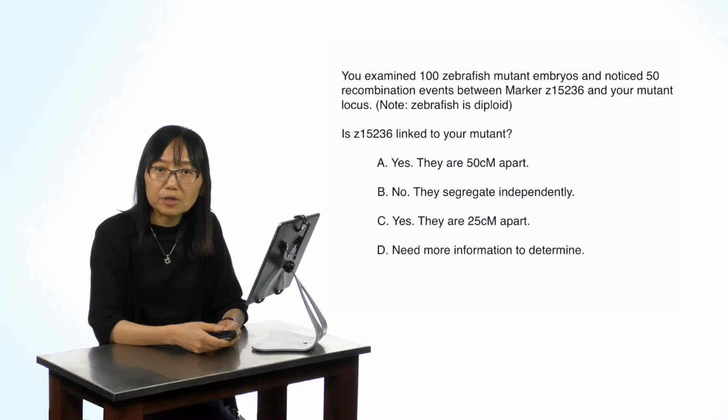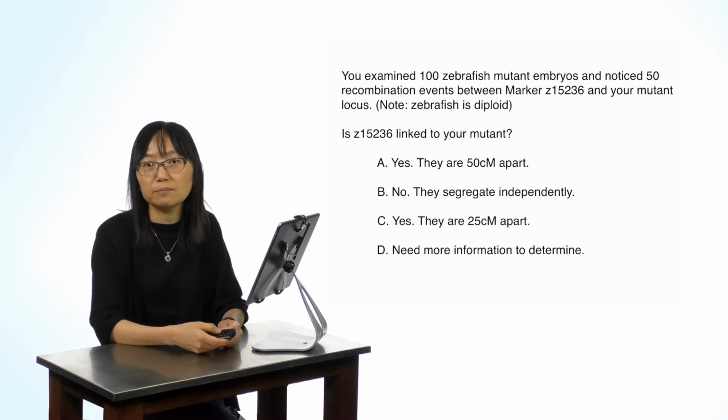Now we will look at this example. You examined 100 zebrafish mutant embryos and detected 50 recombination events between a microsatellite marker and your mutation. Is this marker linked to the mutation? If so, how far apart are they?